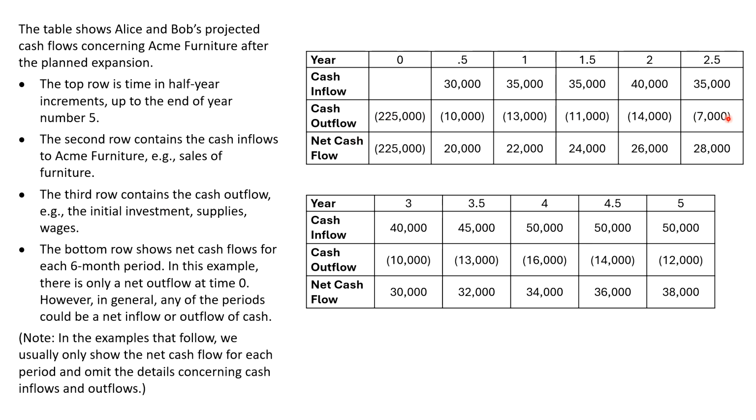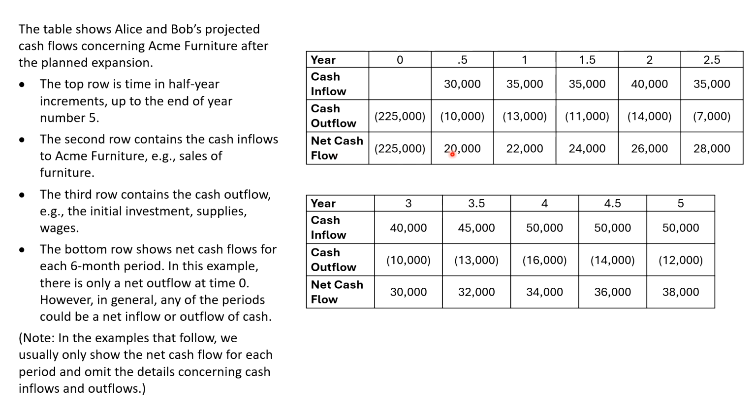That would be here. And that's the accounting technique. Usually they put things in parentheses to show negative. And then the bottom row shows the net cash flows for each 6-month period. So you can see here this was negative. You have to subtract the 10 from the 30,000. It's just subtraction in each case here.